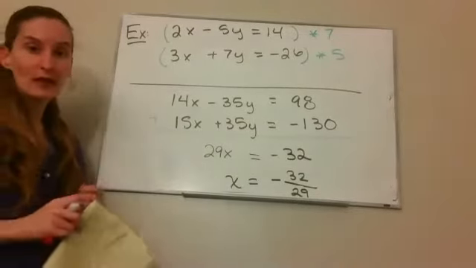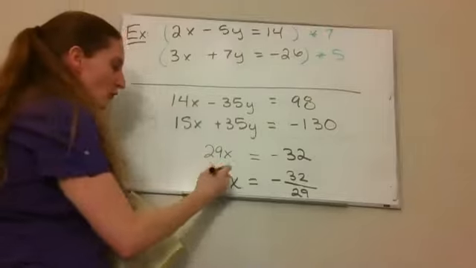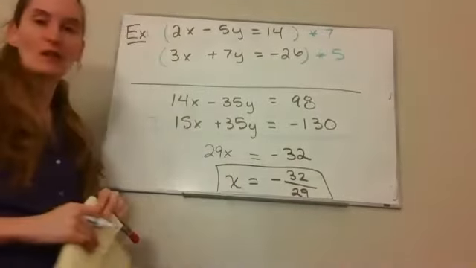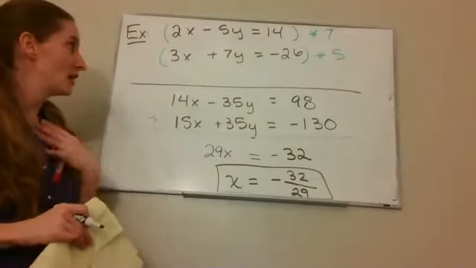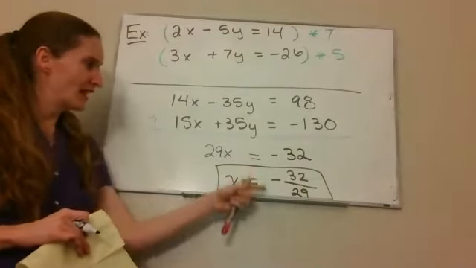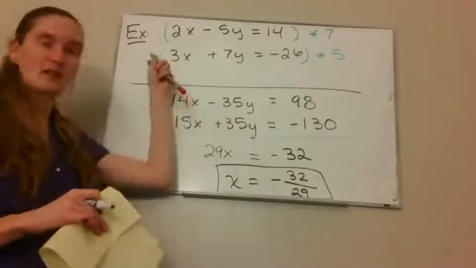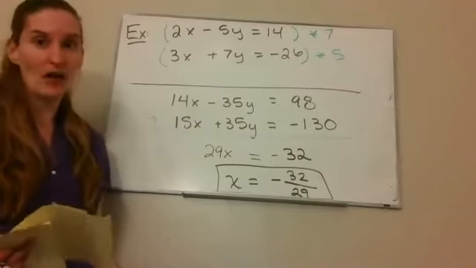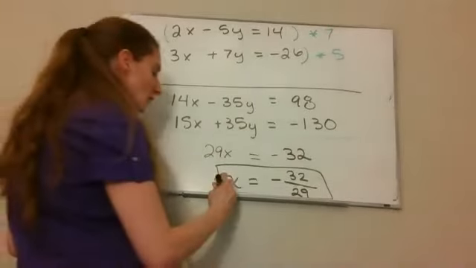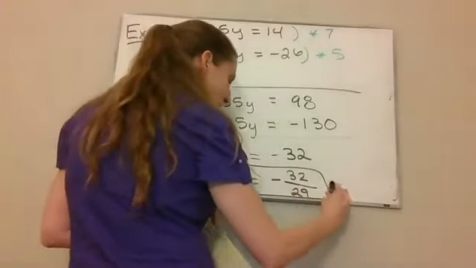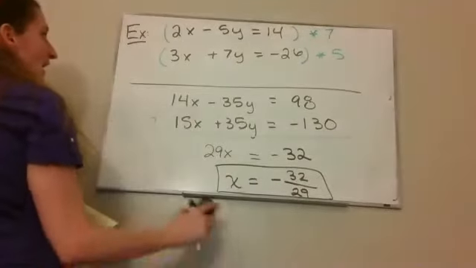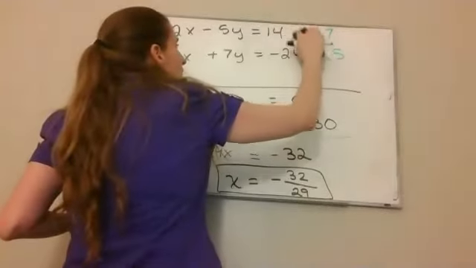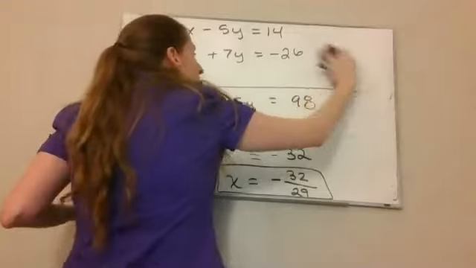Now, at this point, this is where we took this value before and plugged it back into one of the original equations to solve for the other variable. But I don't know about you, but plugging in negative 32 over 29 into one of these equations just does not sound like a good time to me at all. So I'm going to show you a different way we can do this. Put a box around your x so you don't forget what that answer is. And go back to our system before we eliminated the y's.